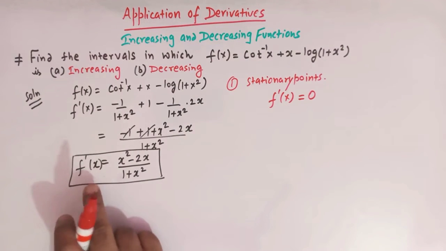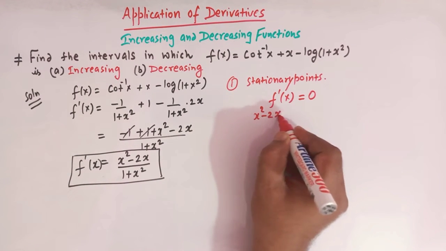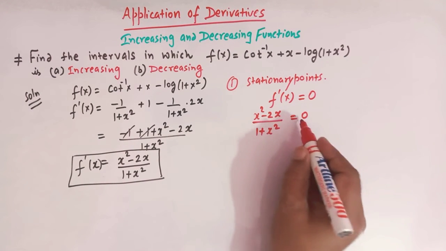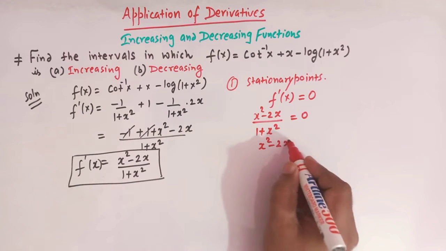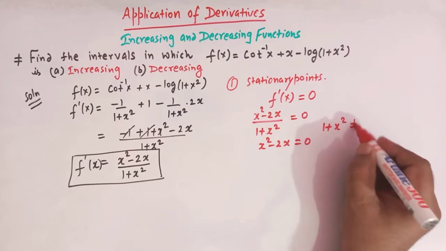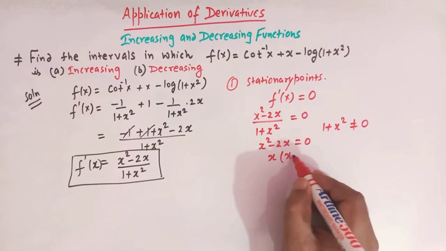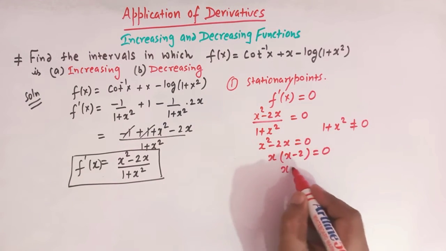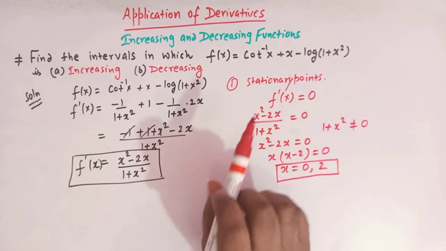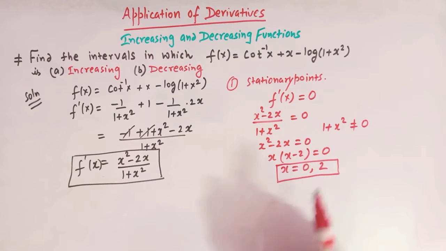So we'll equate this expression to 0. We have x square minus 2x over 1 plus x square equal to 0, and here we have x square minus 2x equal to 0, because 1 plus x square is obviously not equal to 0. So from here we get x times x minus 2 equal to 0, so x is equal to 0 and 2. The two stationary points of this function are x equals 0 and 2.